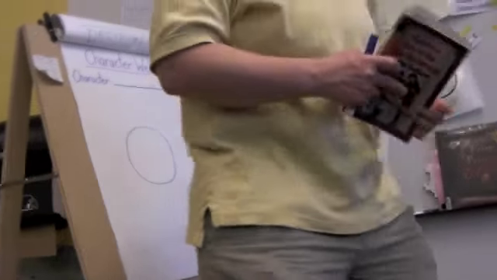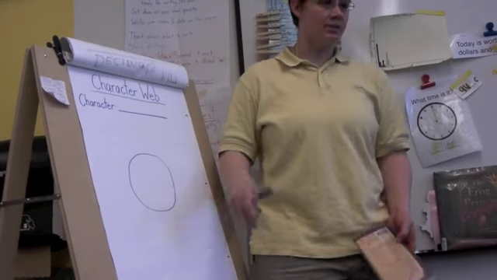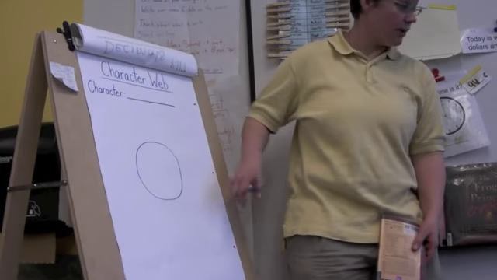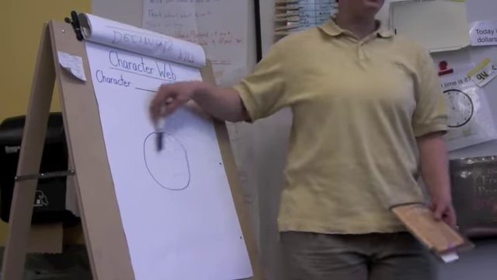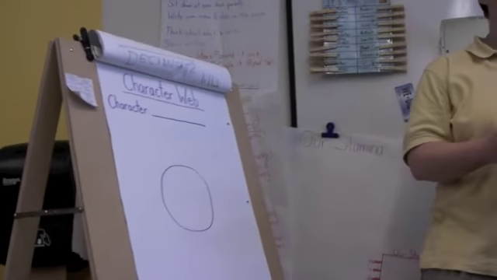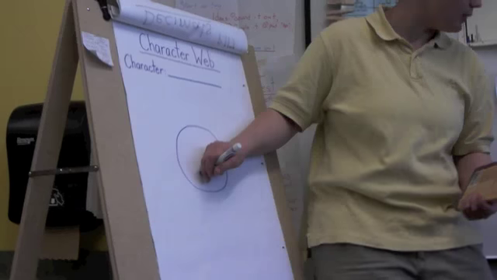Okay, so we're going to talk a little bit today about a character web. Now, a character web is something that we draw. It's actually a graphic organizer for when we want to understand a character better. All right? Now, if you're just reading a book, you're not going to stop and draw a character web for every character in the book. You'd never get through the book that way.